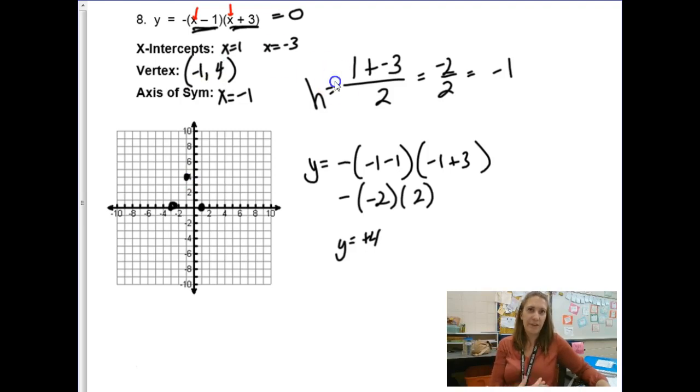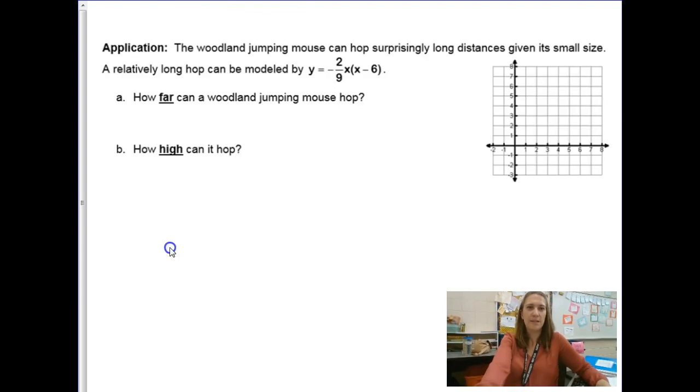And remember how we said the a value is negative, so we should have an upside down opening parabola. Standard width. Looking good. Whenever I get matching questions or like an ACT or SAT style multiple choice question, I'm always real happy on these because I can kind of weed my way through the answers without actually doing much work. All right, let's move on to one of my favorite problems, the woodland jumping mouse.